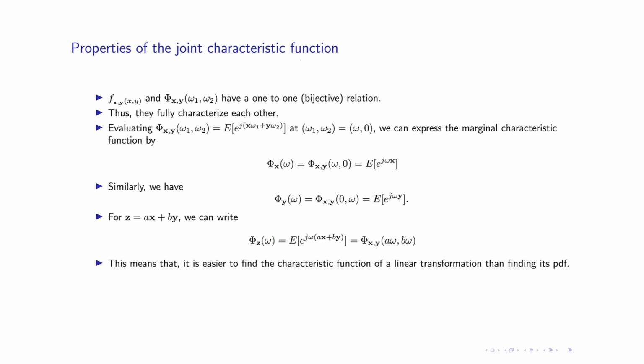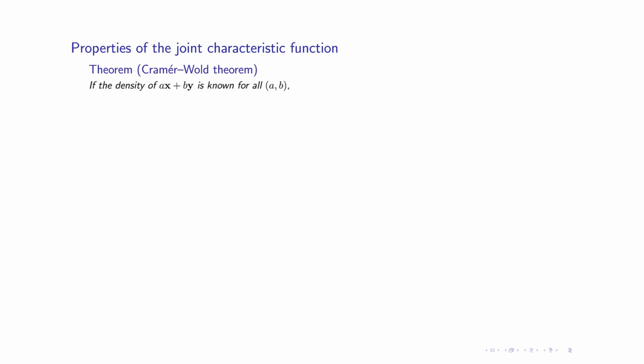So linear transformation is one of the advantages of why we work in the characteristic domain. If you have lots of linear transformations, it's better to have the joint characteristic function. In that case, for any linear transformation, it is easy to find the distribution.